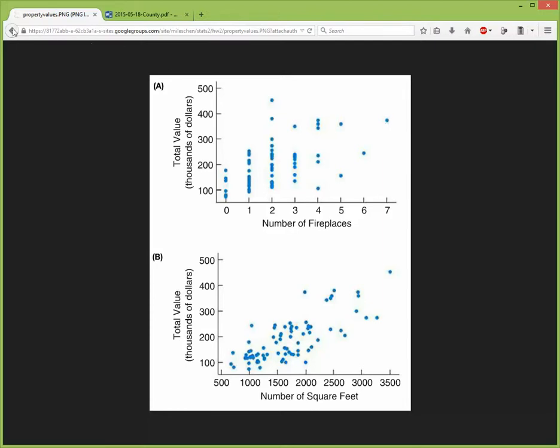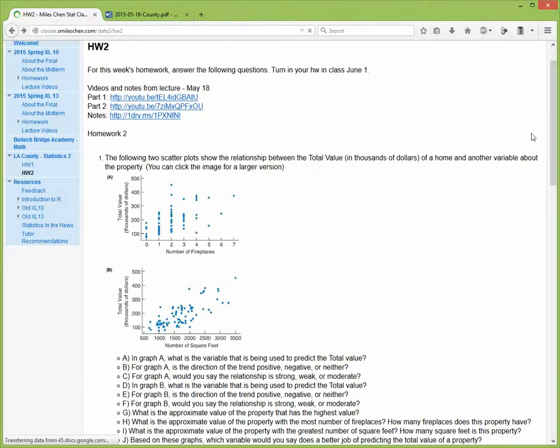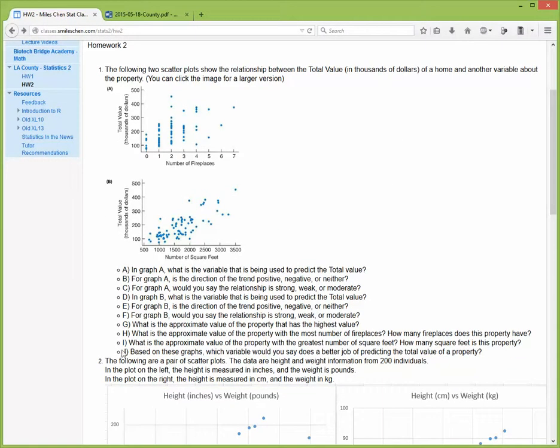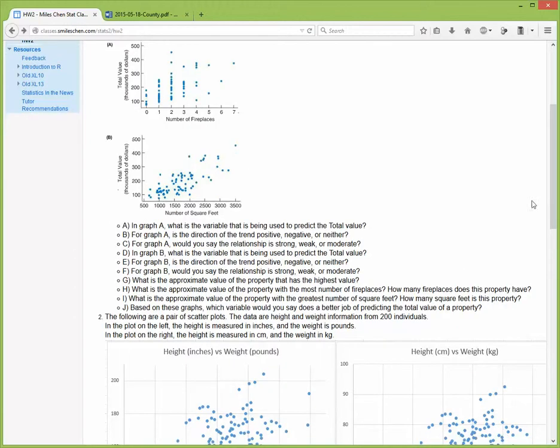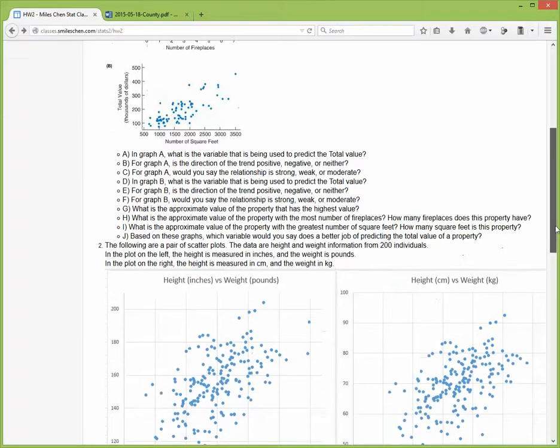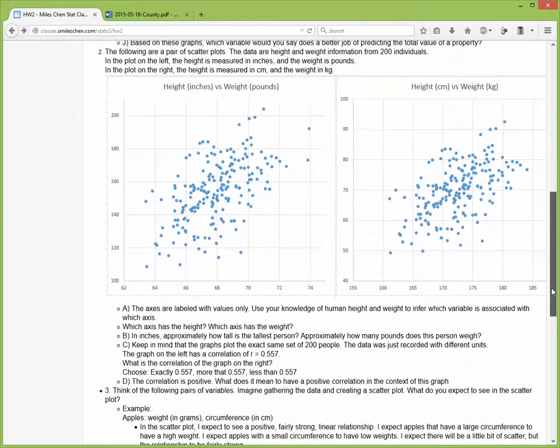Okay? So I think maybe some of you just read the question and take it at face value. You don't need to try to do any kind of interpretation beyond what the question is asking. It just says, what's the value of the property with the most number of fireplaces? Which property has the most number of fireplaces? We don't know the address, but we know it has 7 fireplaces, and based on the graph, we can get its value. Okay.